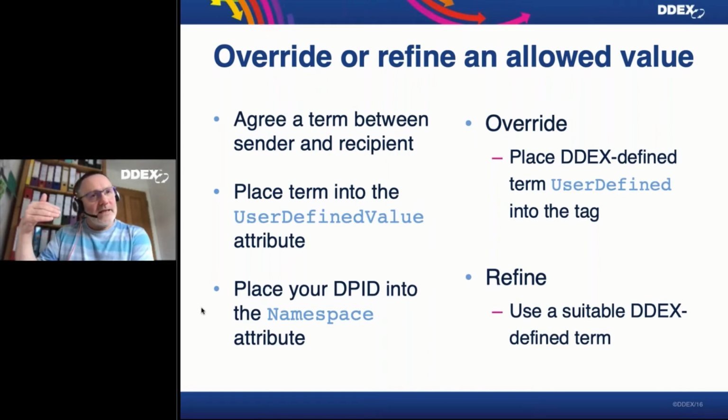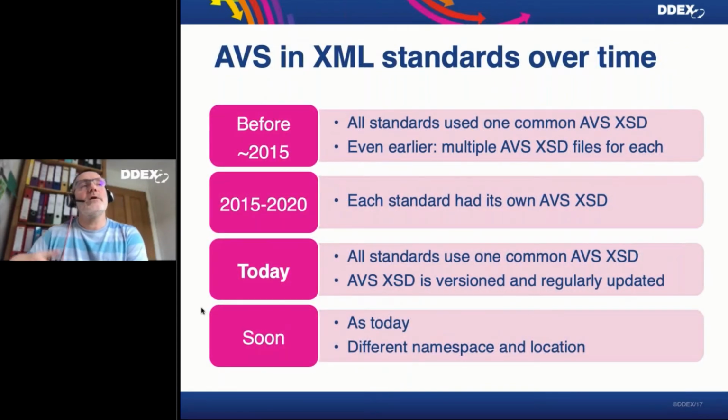One of these things that this hints at is that the allowed value sets, they move, they change. As I said earlier, we add to them all the time. And that's because the music industry changes with the times, and it adds new things. But actually, we go a bit further than that. Actually, the way in which we handle the allowed value sets in the XML standards is changing or has changed over time. When we started putting XML standards out, all in 2006, all the standards used actually one common allowed value set XML schema definition file with all the definitions in.